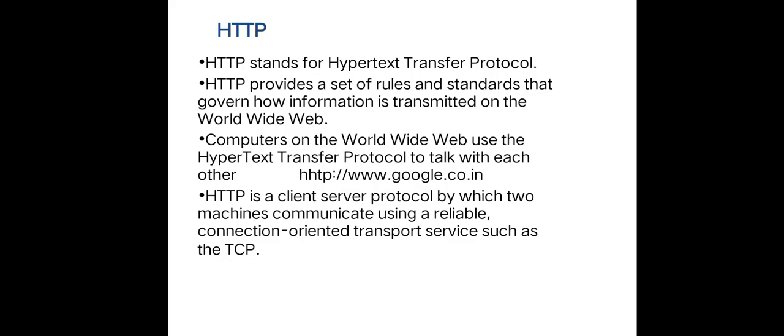It is just a protocol which sends the information to the receiver, and it has some rules. Computers on the World Wide Web use the Hypertext Transfer Protocol to talk with each other, and the URL of the HTTP is represented as http colon double slash www dot anything that we search through the web. URL is nothing but Uniform Resource Locator. HTTP is a client-server protocol by which two machines communicate using a reliable connection-oriented transport service such as TCP.